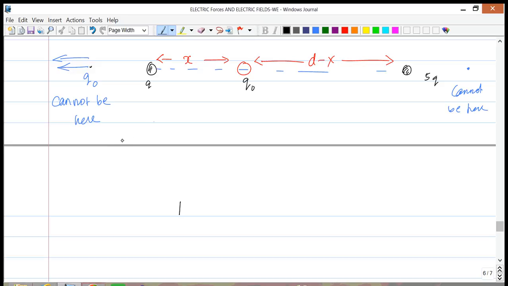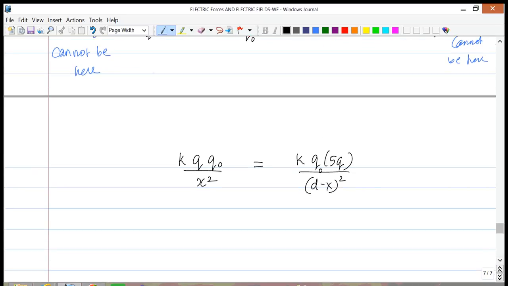So the forces are going to be k times q times q0 over x squared, and this will have to be equal to k times q0 times 5q over (d minus x) the whole squared. Great. A lot of things cancel out. First of all, the q0s cancel out, which we want. It should not depend on q0. The k cancels out, and one of the q's cancels out, so you end up getting an algebraic equation that looks like this: 1 over x squared is equal to 5 over (d minus x) the whole squared.